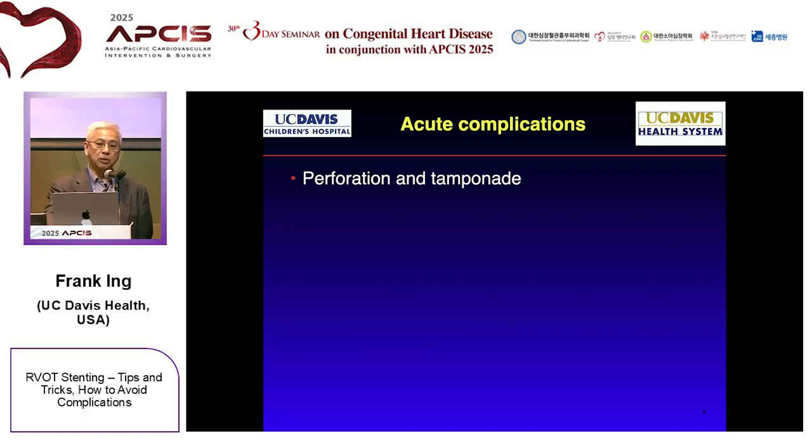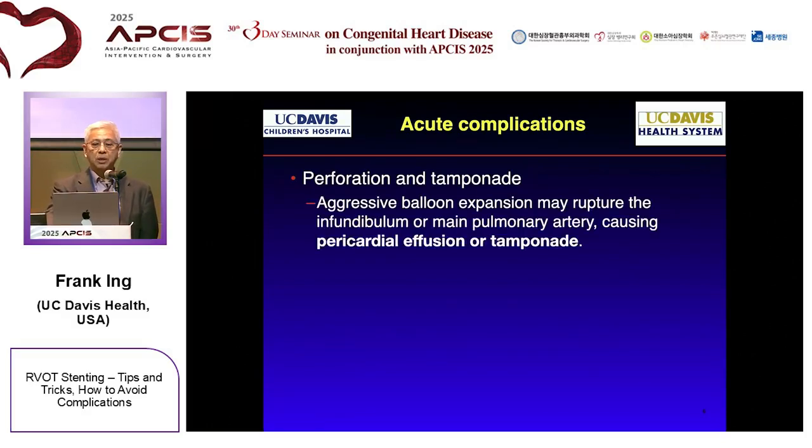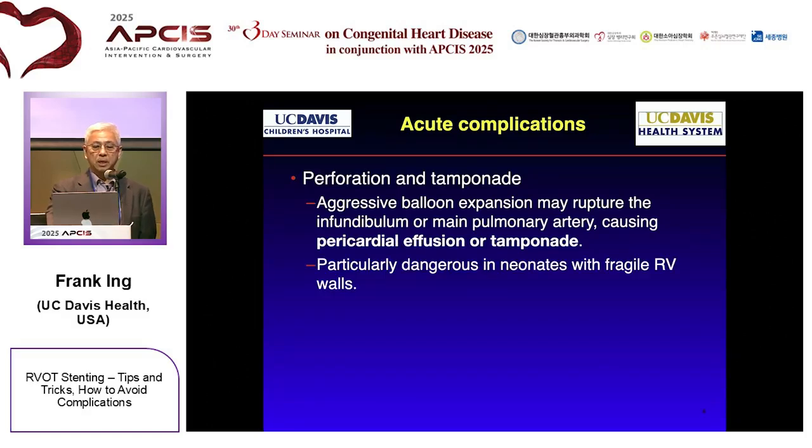Acute complications can include perforation and tamponade, especially at the edge of the stents, as applies to an angle, for example. Aggressive balloon expansion could rupture or tear the infundibulum, or the MPA. That can cause effusions of all kinds, either in the pericardium or in the pleural space. It's particularly dangerous for those patients with very fragile RV walls, the young ones and the small ones.